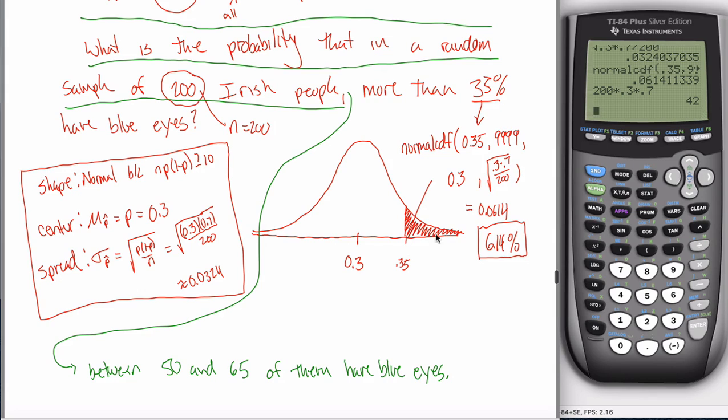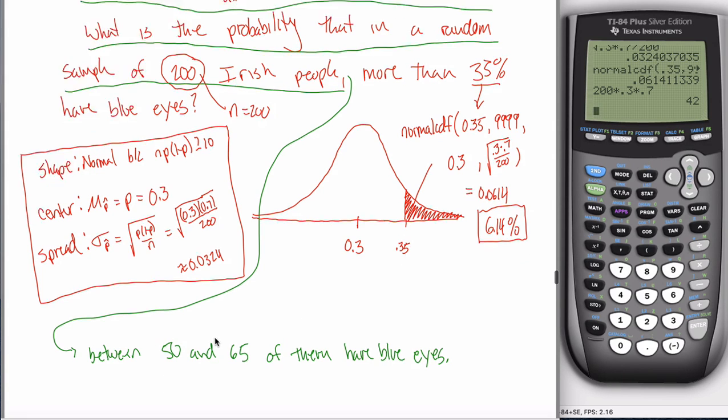Instead of more than 35%, instead of giving me the lower bound and no upper bound, and I put in the 9s, you're giving me the lower bound and the upper bound. Yes and no. Yes, I am, but I'm not giving you them in terms of proportions. I'm giving you them in terms of numbers. This 50 and this 65 do not go directly in your picture. You have to figure out that this is 50 out of the 200.